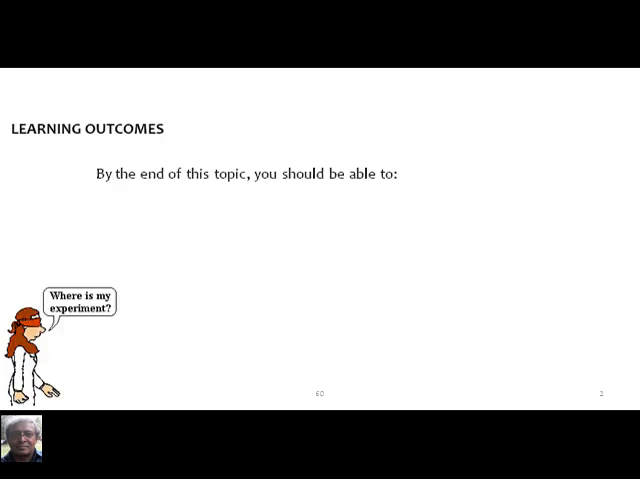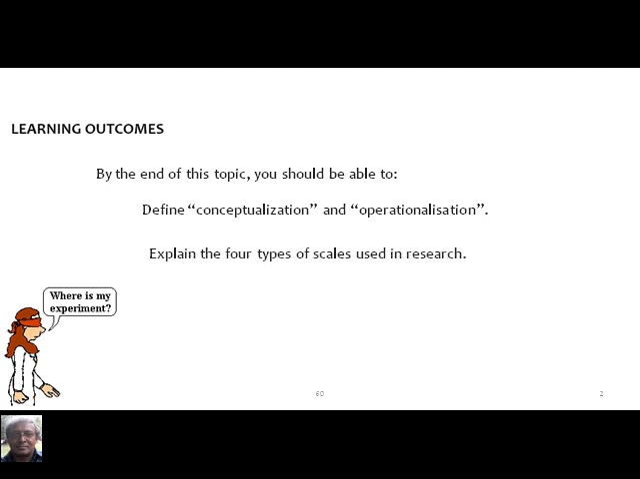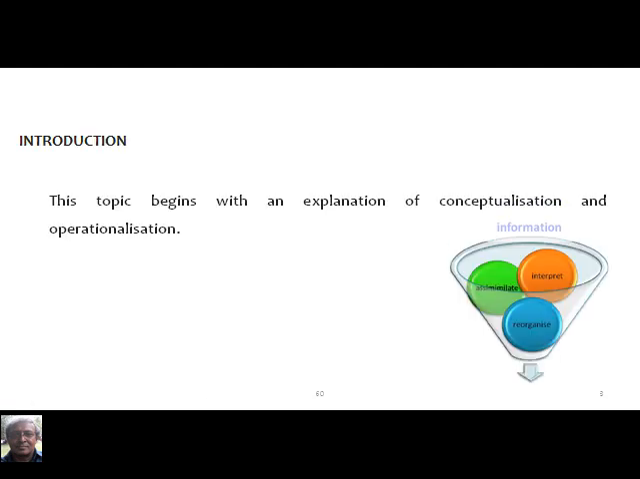By the end of this topic, you should be able to define conceptualization and operationalization, explain the 4 types of scales used in research, prescribe the measures of quality used, and assess the sources of measurement errors. This topic begins with an explanation of conceptualization and operationalization.